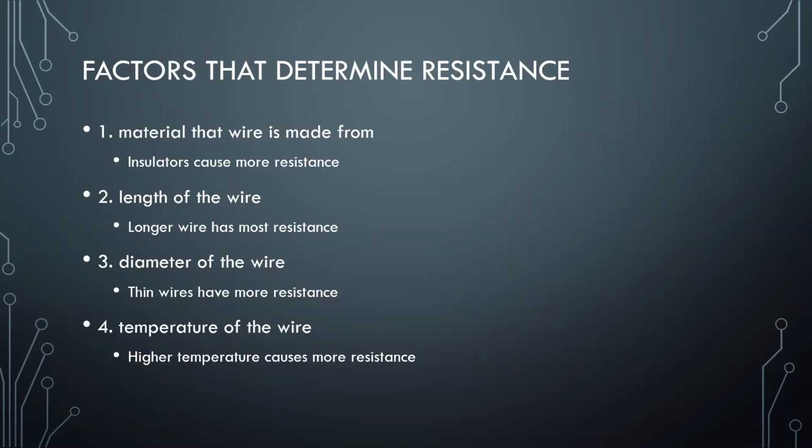Next is the diameter of the wire. Diameter, we know, is the distance across something. If you have a thinner wire, that's more resistance because there's less room for those electrical charges to flow through than if you have a big wire. And then the temperature of the wire. Higher temperatures cause more resistance. That's why it's important to keep those things cool.